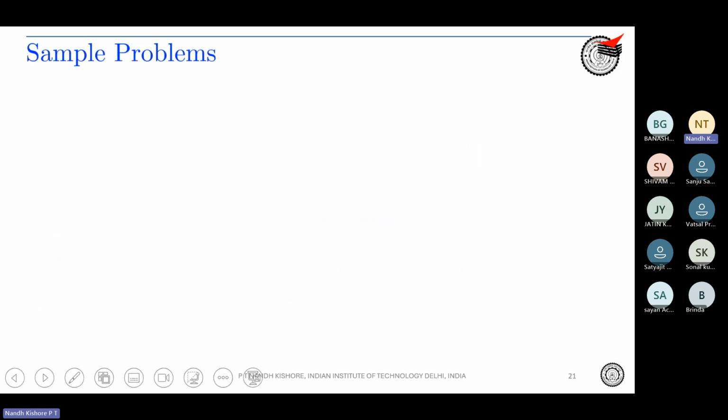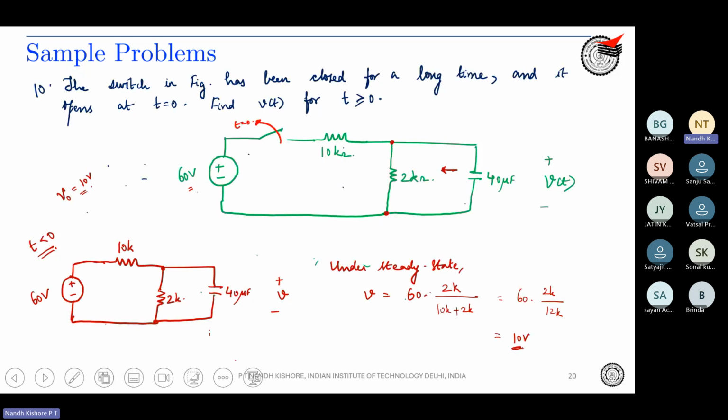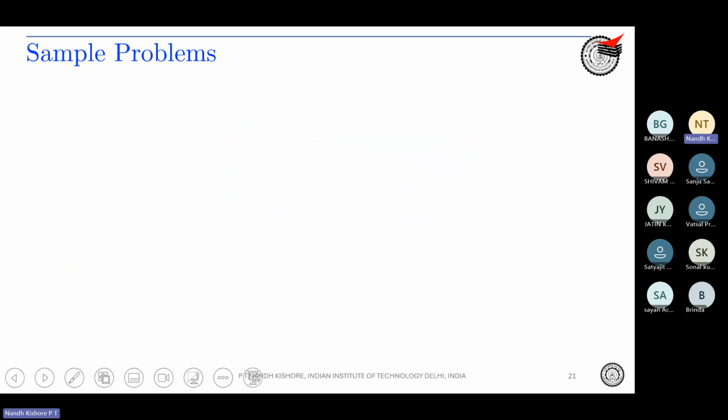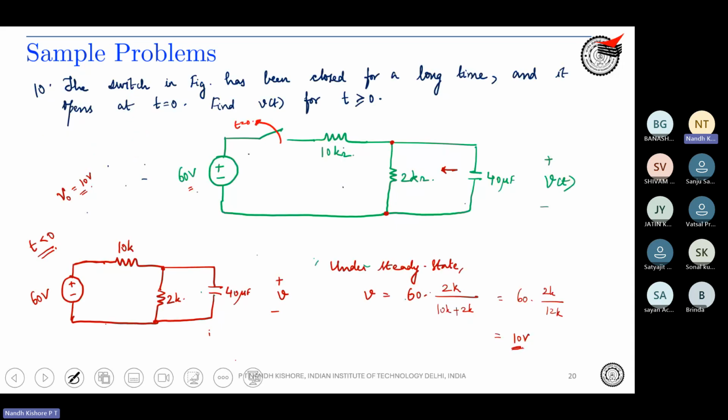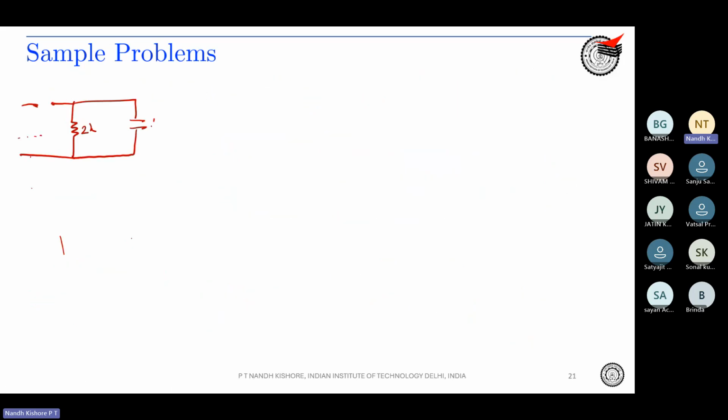Now the point is, when the switch is opened, what does the equivalent circuit become? The equivalent circuit is now simply a 2K resistor followed by the capacitor, because over here there is an open circuit anyway. This is 40 microfarad. This is V of t.